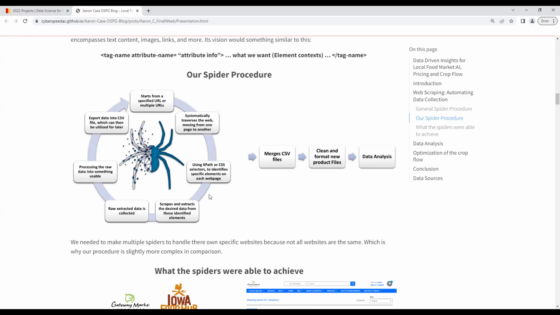Once we're done running all of our spiders, we merge the CSV files, and then we clean this data thoroughly and add it to what we need it to do. And then we move on to data analysis.